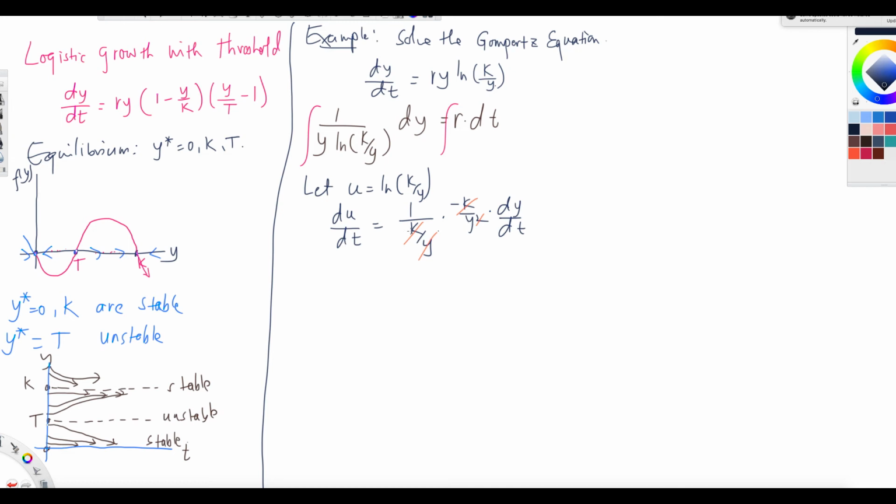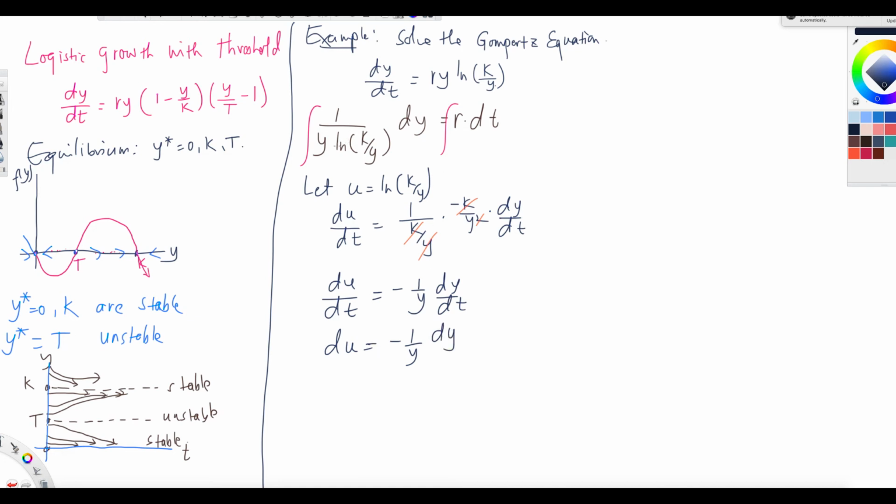You see that this y will go there, so what is left there is du over dt equals to, you can write this as negative 1 over y and then dy over dt, right? So basically in the differential form, you can write du equals to negative 1 over y and then dy, okay?